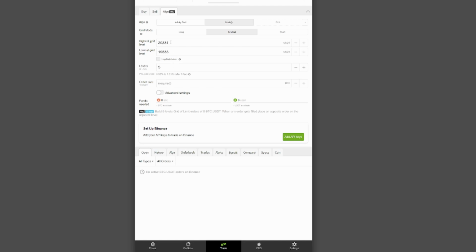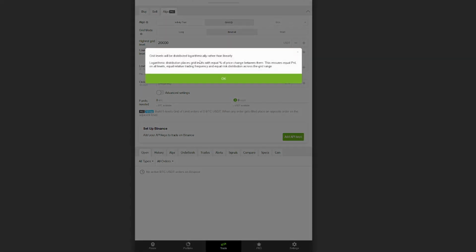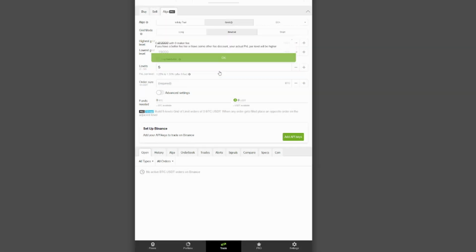You have the highest grid level, and you can set this, let's say, to 20,000. You could also set the lowest grid level to like 19,000 or whatever you really want to do. Like I said, it's very flexible, and it's up to you how you want to set up your bot. Specifically, you can set up the level, and you can always press this I, and it'll always explain what you're doing there if you guys are new to bot trading.